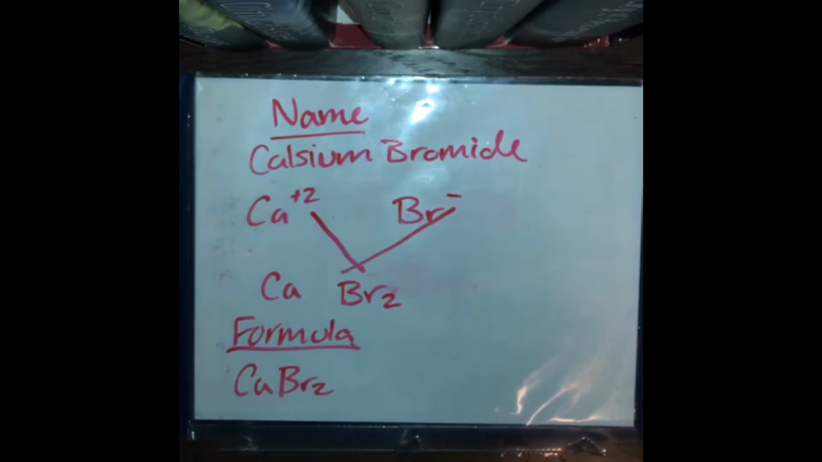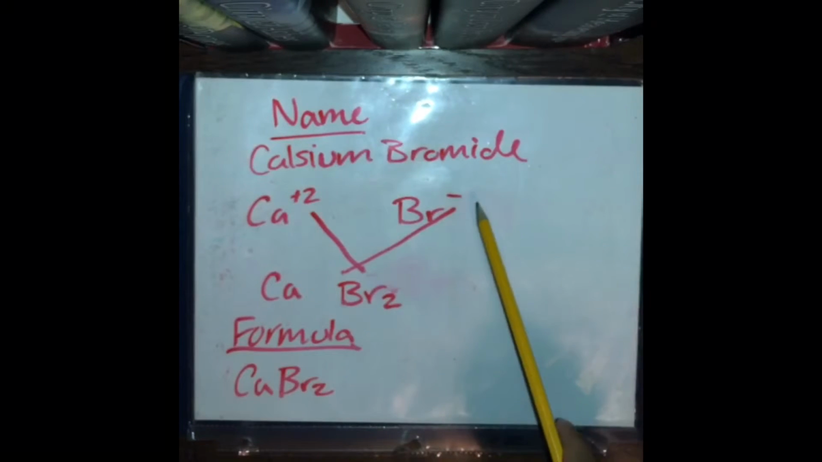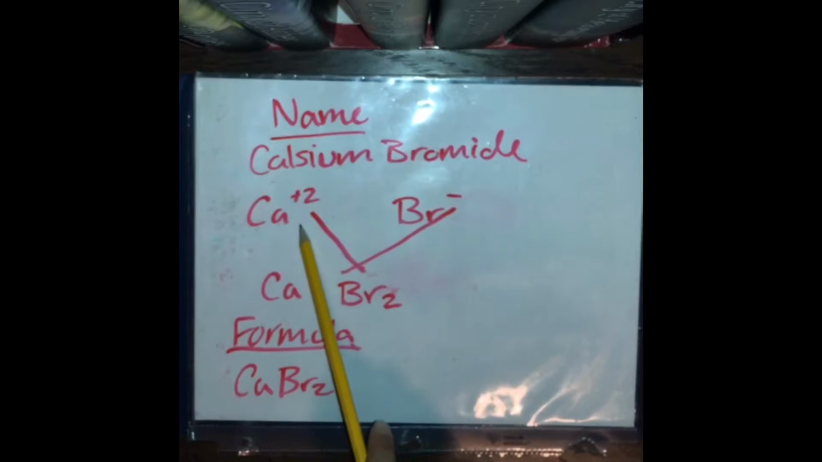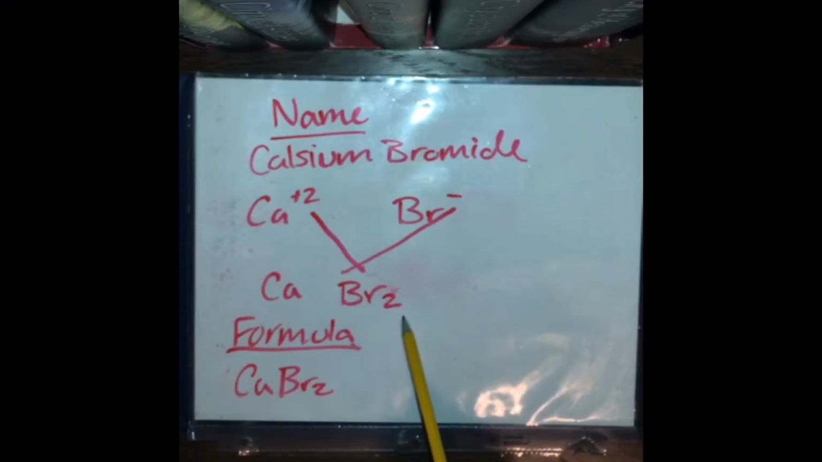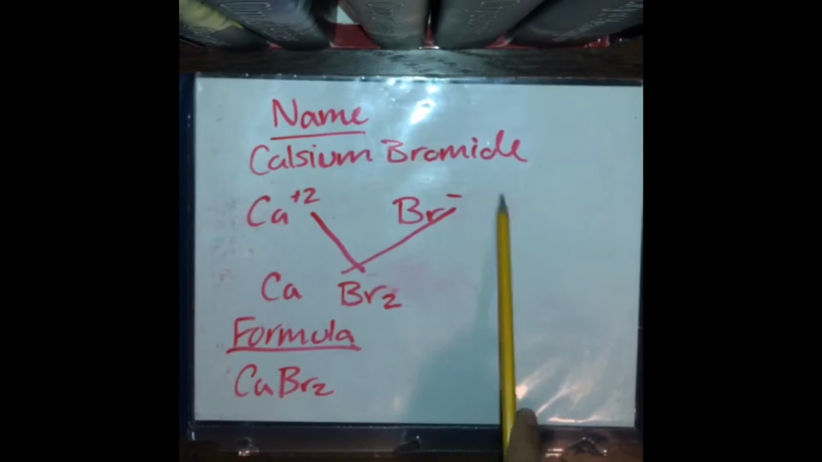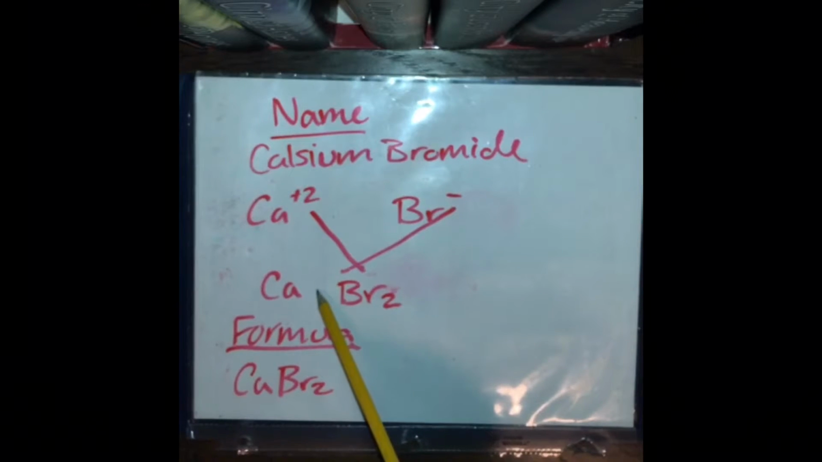To go from name to formula, first you must find the atomic symbol of the elements. So the atomic symbol of calcium would be Ca, and for bromide it would be Br. Then you have the charges, which you cross so that the charge of calcium becomes the subscript of bromide and the charge of bromide becomes the subscript of calcium. So then to write it out, you would put it as CaBr2.